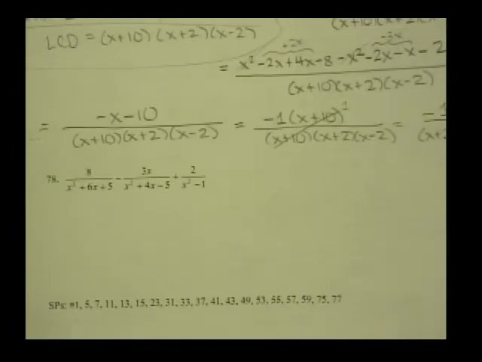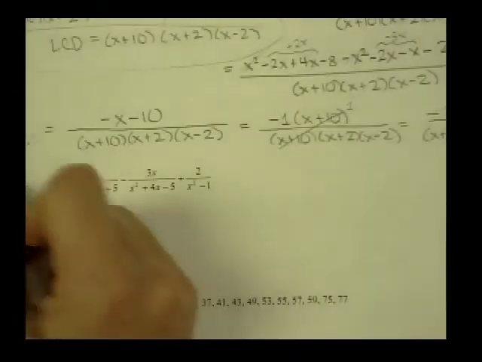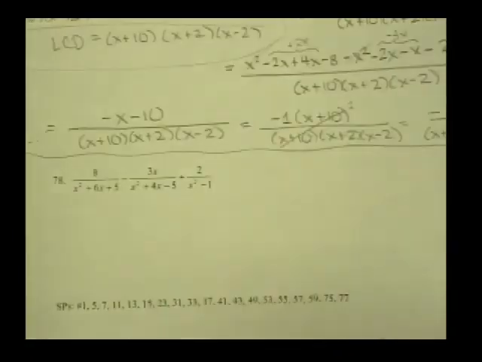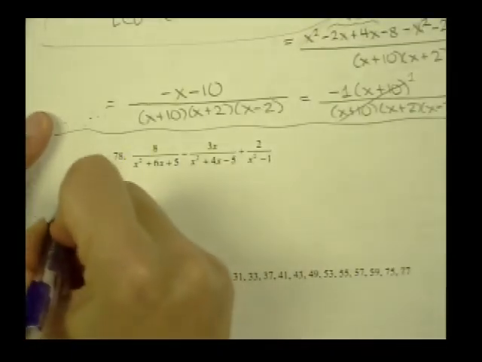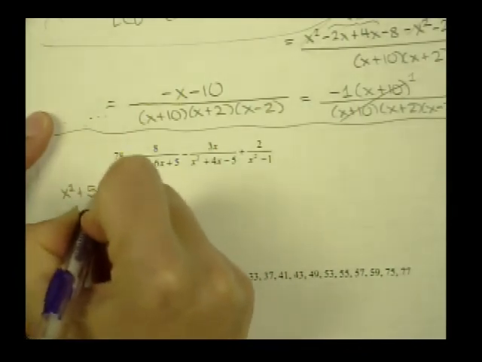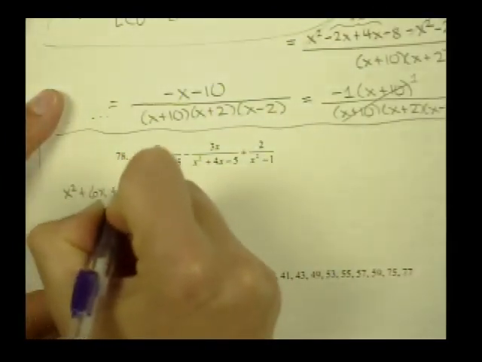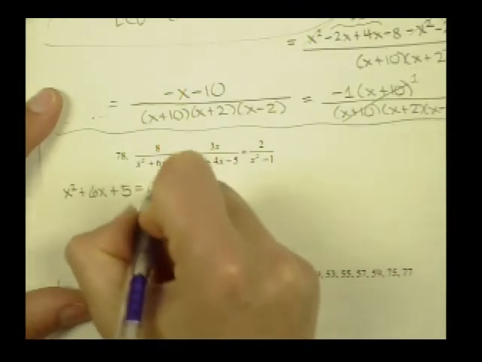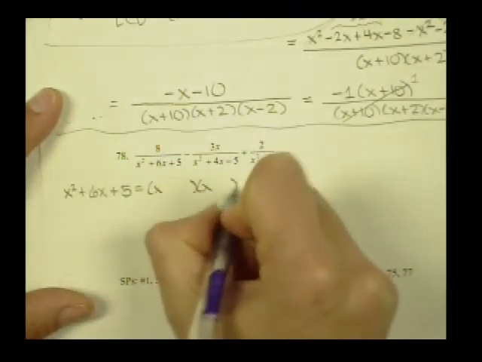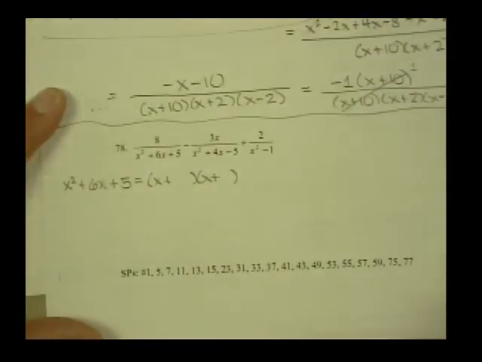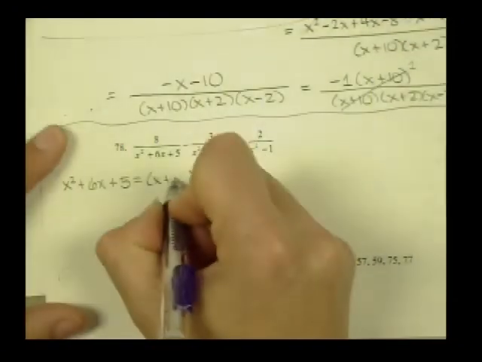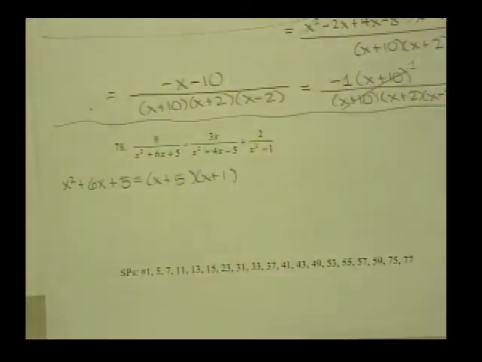One last problem. And here we have 3 fractions. So we've got to look at 3 denominators. So x squared plus 6x plus 5. If we can factor that, it's x and x. And what are the signs? Yeah, both plus. What factors? 5 and 1. That's the only way to factor 5. And those work. That would give me the plus 6 in the middle.